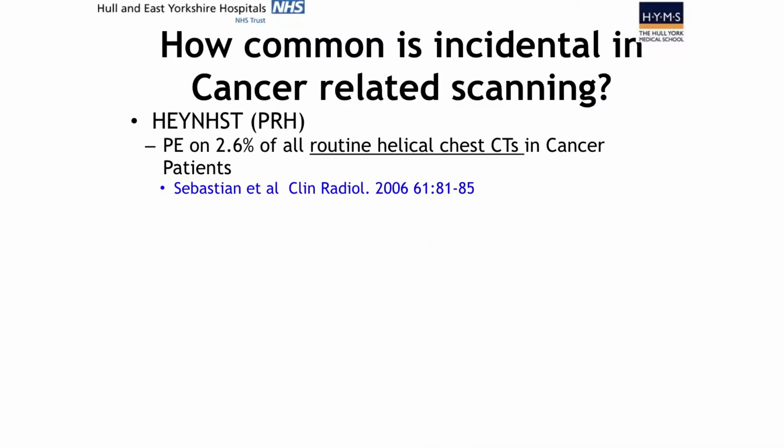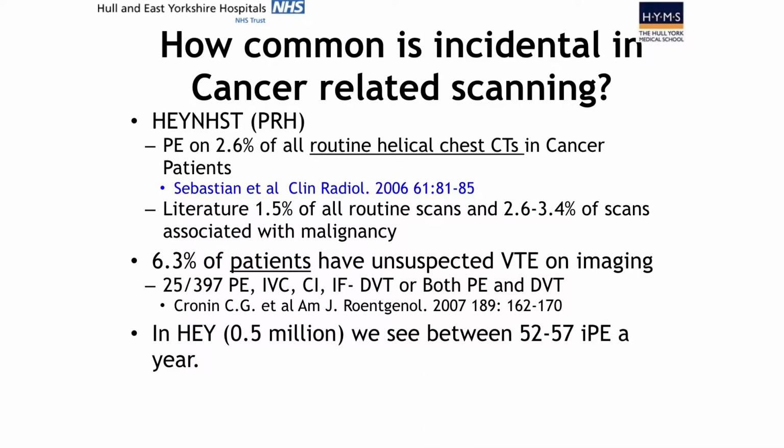But the subsequent paper here from Cronin et al. tells you that about 6.3% of cancer patients will have an unsuspected VTE on imaging. It'll be a pulmonary embolism. It could be a clot sitting in one of the visceral veins. It could be both a PE and a DVT.